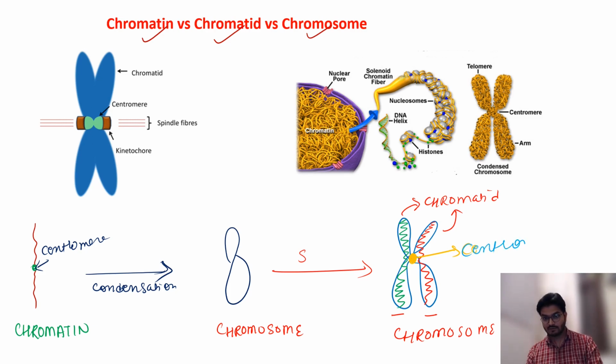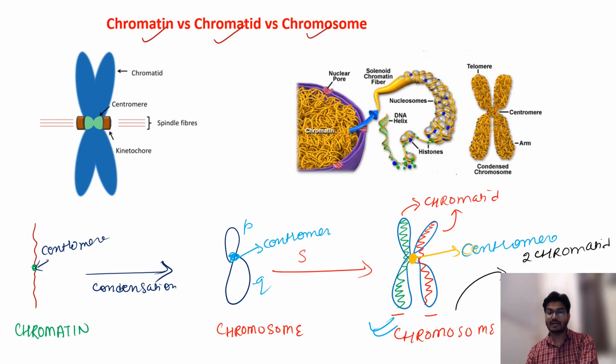Here at the center, this is the centromere. The centromere divides the chromosome into the P arm and the Q arm. Now in one chromosome, as I'm talking about, you see the two chromatids, right? So in this chromosome you see two chromatids and one centromere.